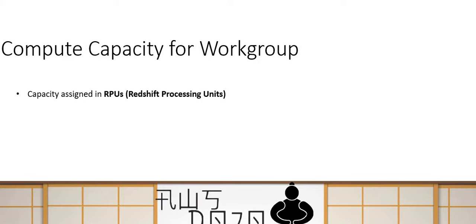Basically, you configure your capacity using a unit called RPU, which is Redshift Processing Unit. Now you might ask, okay, tell me how many vCPUs and how many gigabytes of memory one RPU means. The answer is, I don't know, because there is no documentation which talks about what one RPU means in terms of real vCPU or memory capacity. But you can configure your capacity only in terms of RPUs.